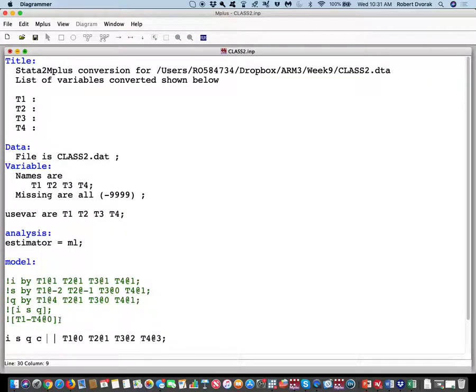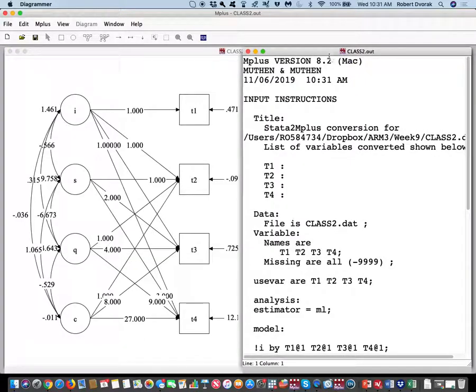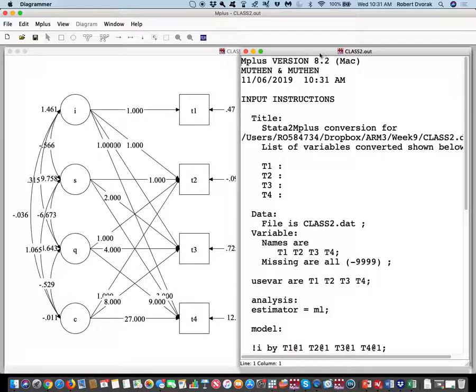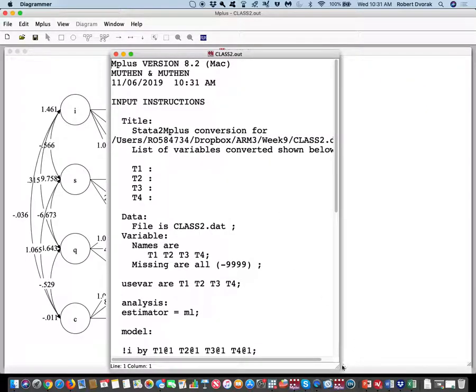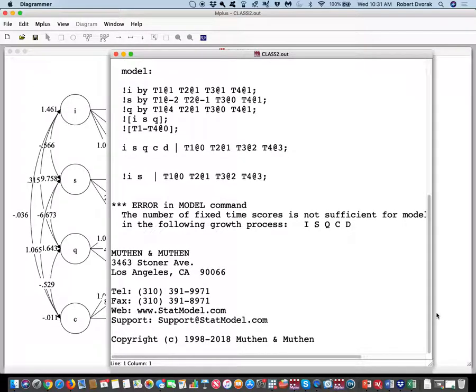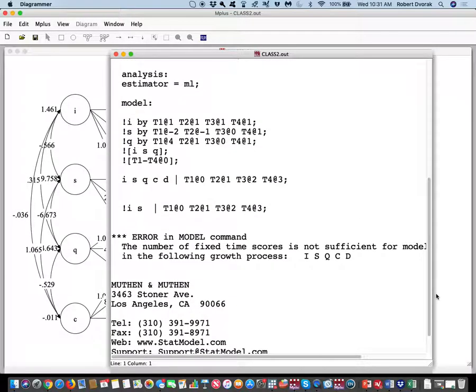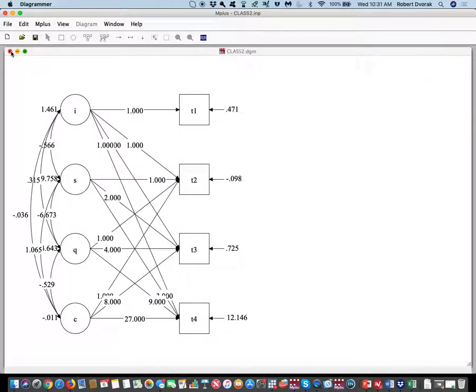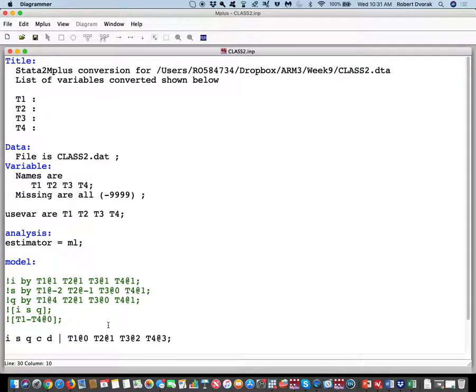You know what? Let's see what happens. This will work. You already tried it? No, I just guessed it. And it will be a good model. Oh, it won't work. Yeah, this did nothing. So let's see what it says. Number of fixed time scores is not sufficient. Oh, because we only have 4 fixed time scores, we don't have enough to go beyond that. You wind up having an oversaturated model, right?